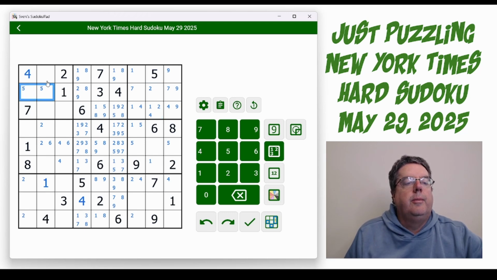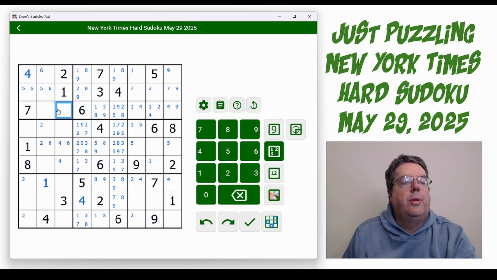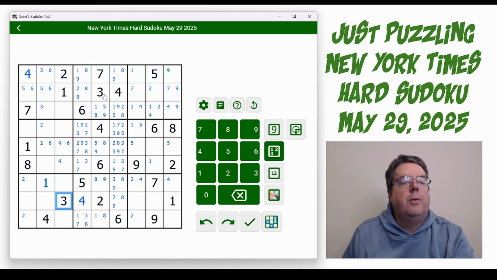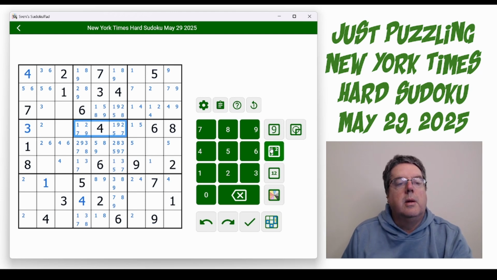6 is there. So 1, 2, 3. So 3 can only be in this column here and this column here. Right, so 3 can't get to there. So that means that the only spot a 3 can be is actually there. Alright, so that can't be a 3.